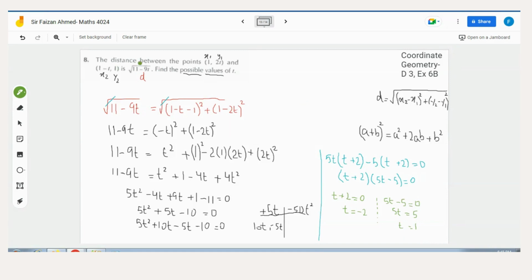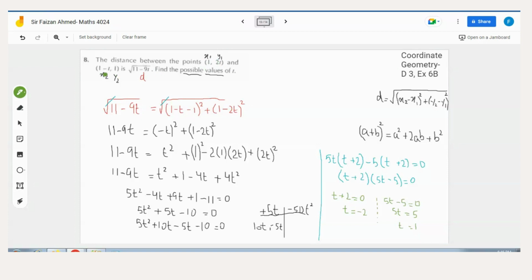The question says the distance between the points (1, 2t) and (1 minus t, 1) is square root of 11 minus 9t. Find the possible values of t. The question is giving us two coordinates. The first one is (1, 2t). Since this is my first coordinate, I will label it as x1 and y1. The first value belongs to x, so this will be x1. The second value belongs to y, so this will be y1.